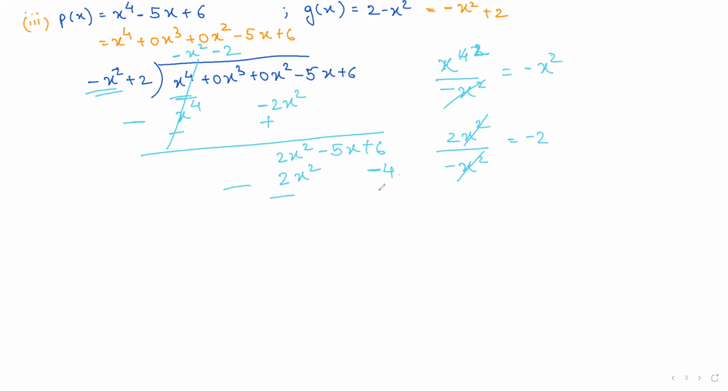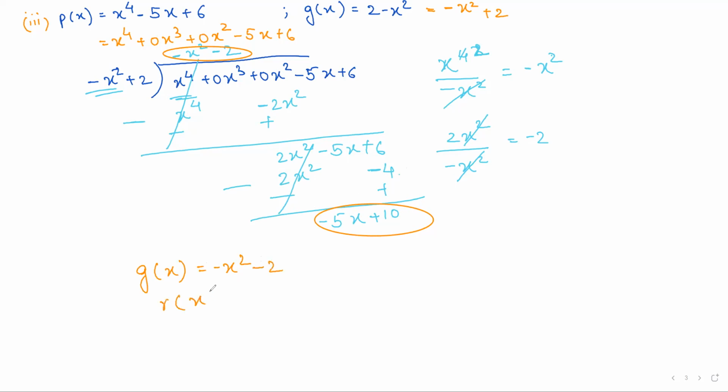Subtracting, the signs got inverted. This got cancelled. Minus 5x as it is, plus 6 plus 4 is plus 10. Now, this is your remainder. Here in this step, you got your remainder and your quotient. So g of x is equal to minus x square minus 2, and r of x is equal to minus 5x plus 10.